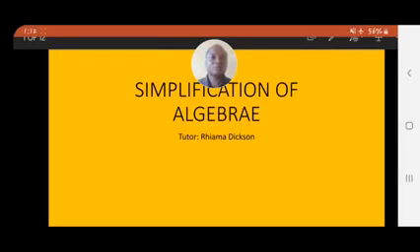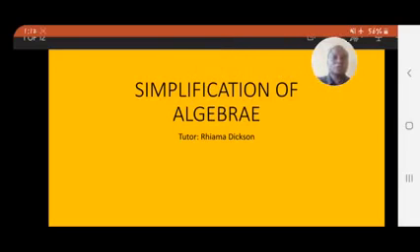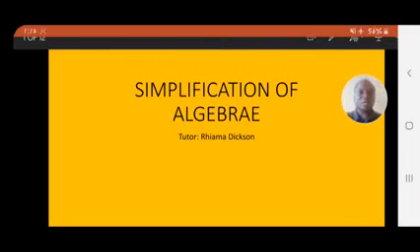Last time we looked at proportion, and we said proportion is a relationship between two or more quantities, and we also saw the two types of proportion. But today we are looking at the topic simplification of algebra. I encourage you to pay serious attention as we explain.